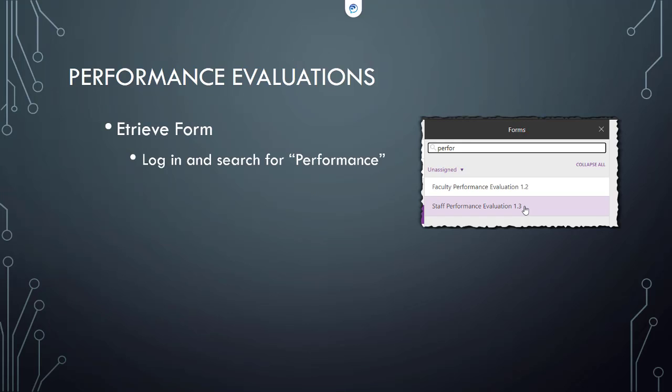To find the form, log into eTrieve and then do a search for the word performance, or you can just type perfor, and eTrieve will bring back two possibilities for you. You want to select the Faculty Performance Evaluation 1.2. The staff performance evaluation is for non-faculty members, so make sure you select the faculty performance evaluation.